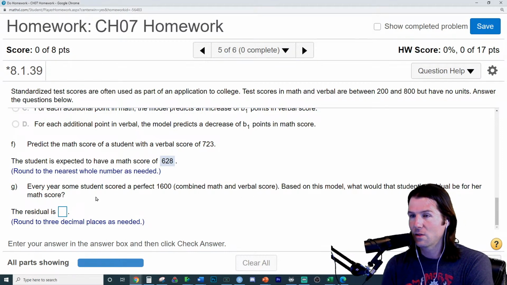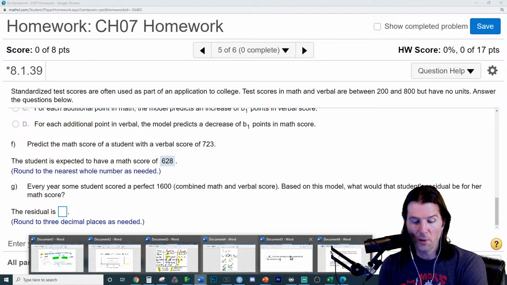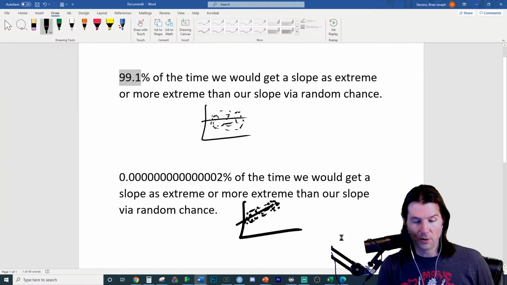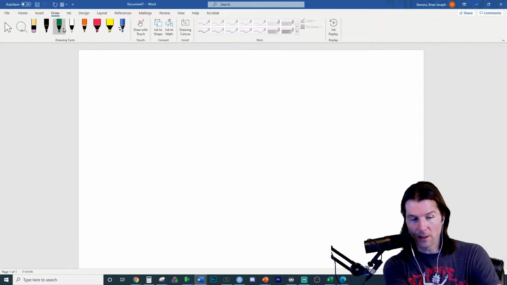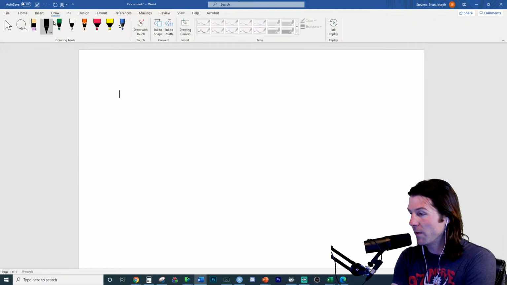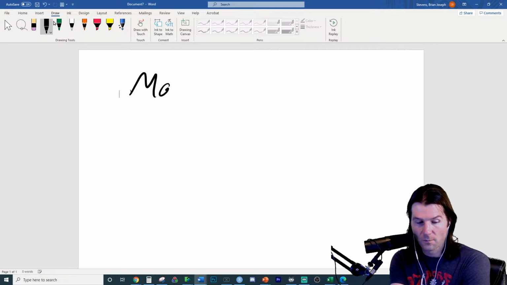We got this. This one says every year a student scores a perfect 1600. So if you score a perfect 1600, which has 2 sections, what does that mean you made on your math? And what does that mean you made on your verbal?